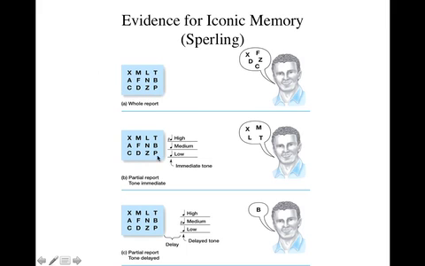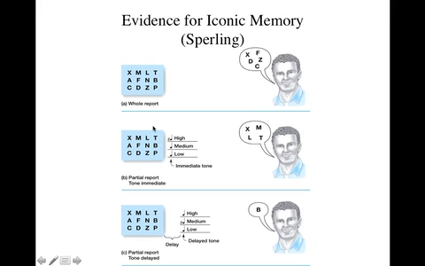In the partial report condition, which is the CogLab you did, you have to report items from a specific line in the stimulus. What's important here is that the stimulus appears, disappears, and then you receive the cue as to which line you need to report. The finding here is that people can remember between 3 and 4 items from each line.